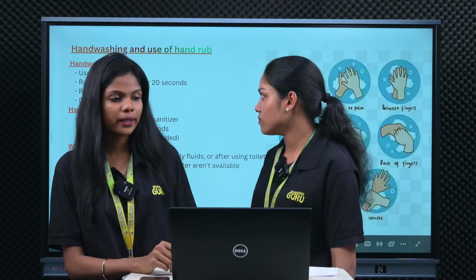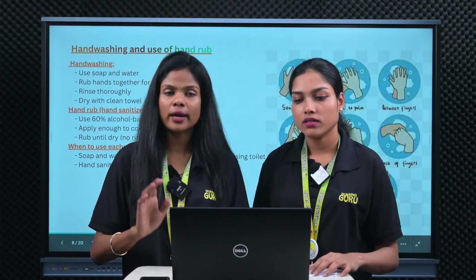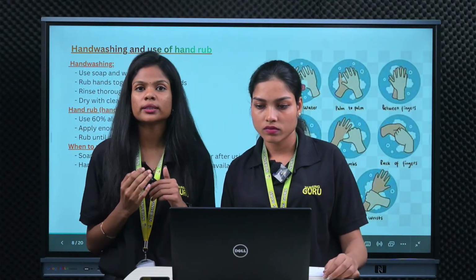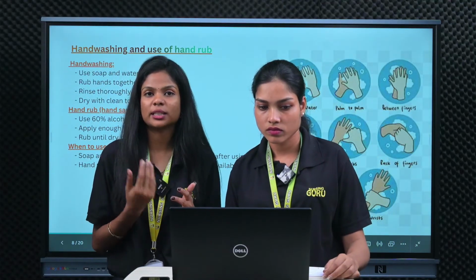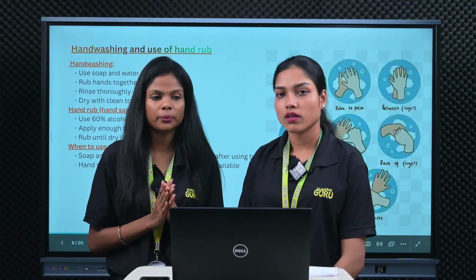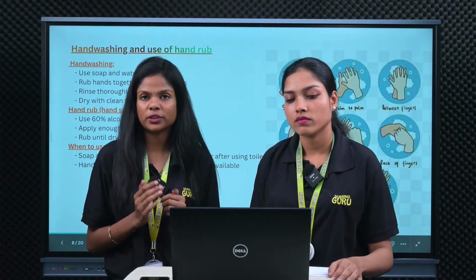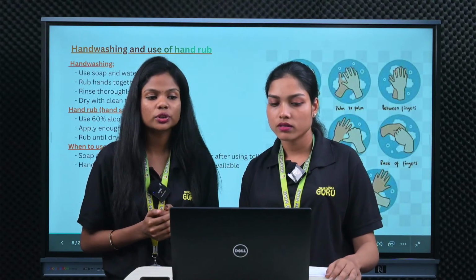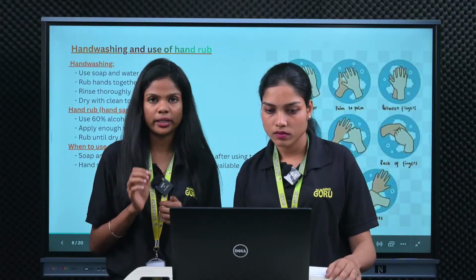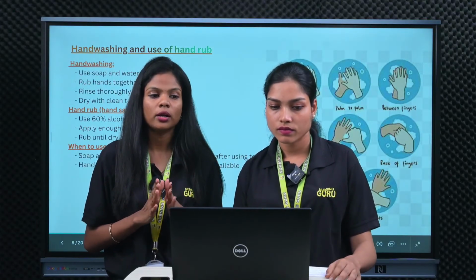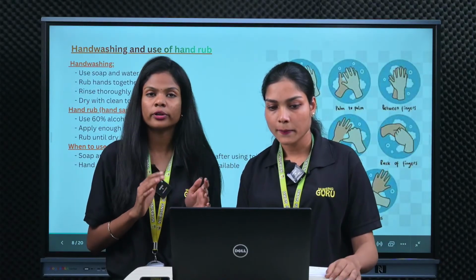The next topic is hand washing and uses of hand rub. First one is hand washing. Hand washing means removing unwanted or contaminated substances from our hands. Hand washing means using soap and water. Rub hands together for 20 seconds. Rinse thoroughly and dry with a clean towel. Only use a clean towel to dry our hands.